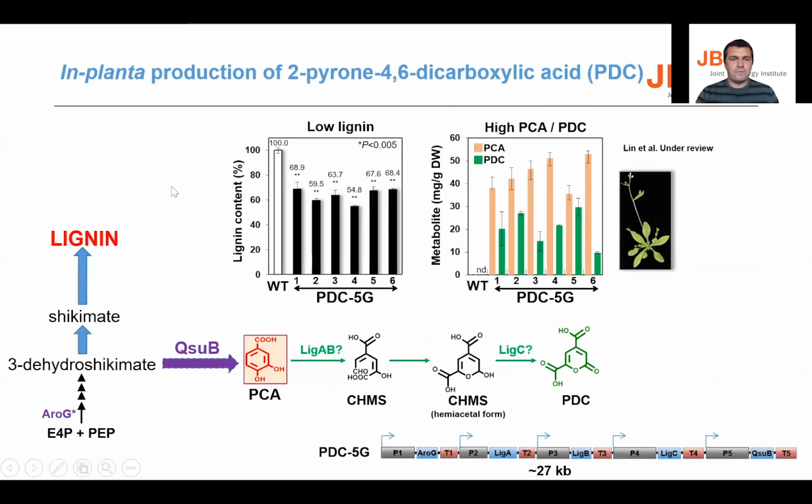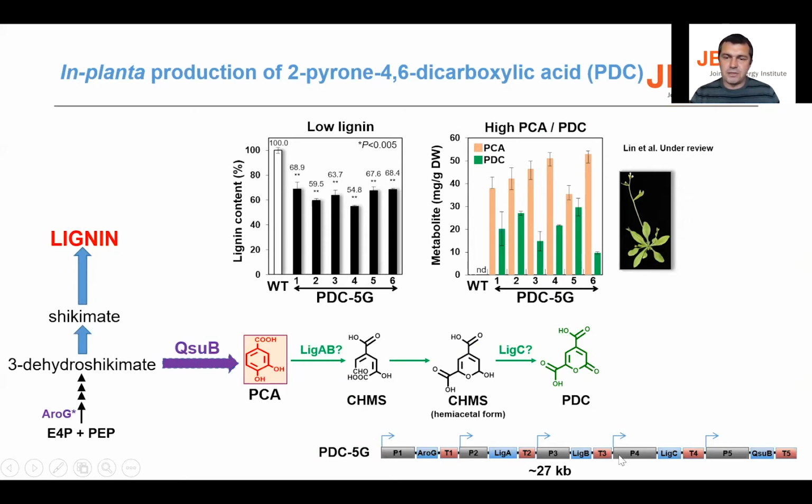For PDC, we used Arabidopsis, and we wanted to verify if protocatechuate can be converted into PDC using 3 genes, also from bacteria, from Novosphingobium, Lig-A, Lig-B, and Lig-C. So ROG, QSUB, and Lig-ABC were assembled on a large construct using Arabidopsis promoters, and we obtained several independent lines. With this large construct, these lines have less lignin, which is expected because of the QSUB gene, and they also produce a high amount of PDC, up to 3% dry weight. These are the green bars, and you see that these Arabidopsis lines still accumulate protocatechuate. So the pathway is not perfect. There's a bottleneck here that we are troubleshooting.